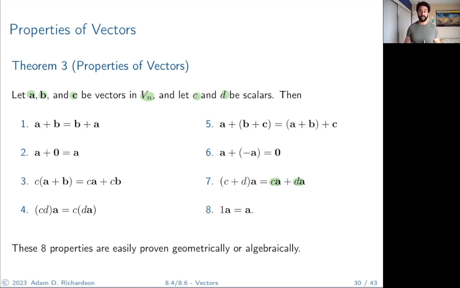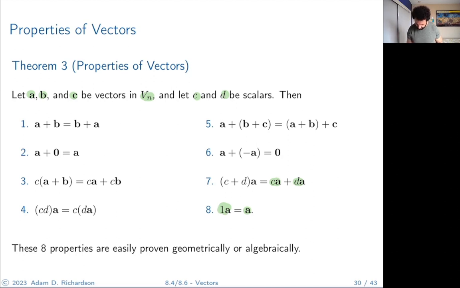We can prove it all geometrically. We can prove it all algebraically. You should try some. We're going to do a few, but you should try them on your own as well. And then lastly, 1 times a is equal to a. So if you multiply a by the scalar 1, it doesn't change the vector in any way. It doesn't change its length, doesn't change its direction. It's just the same vector.